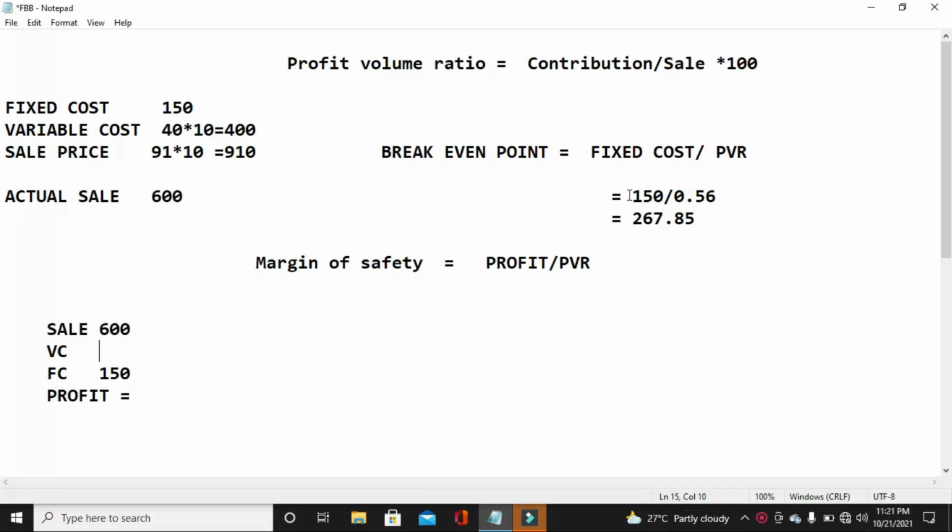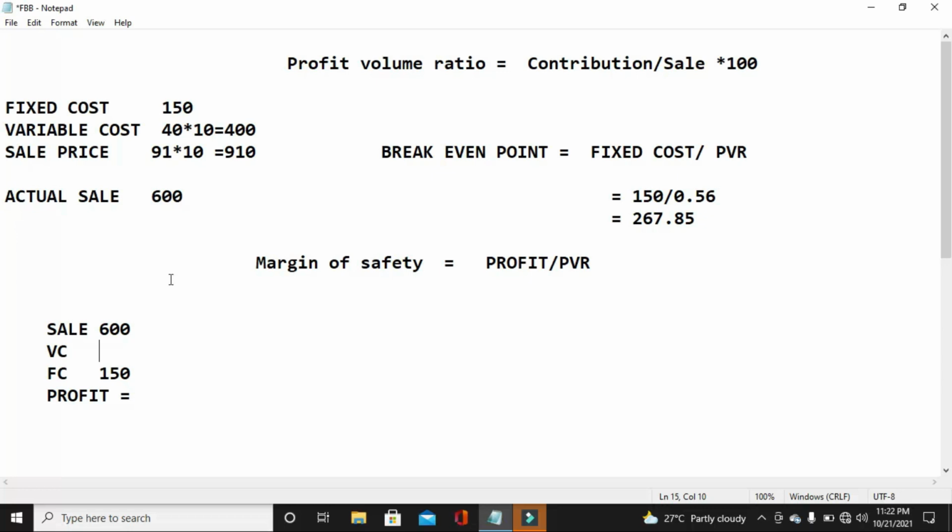Suppose we expected that we will sell up to the break-even point, and our total sales will be 267.85, but actually in this year our sale is 600 and our revenue is 600. So our revenue has exceeded the break-even point. At break-even point our revenue is 267.85, and our actual sales is 600.